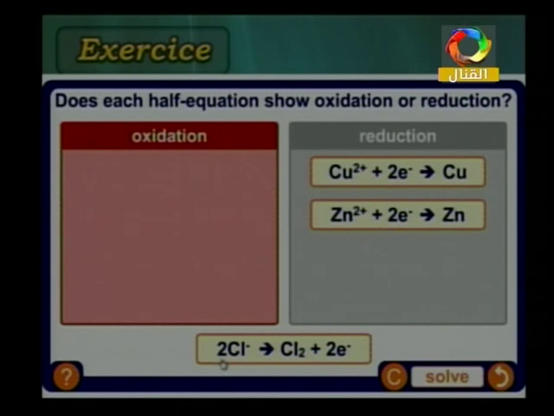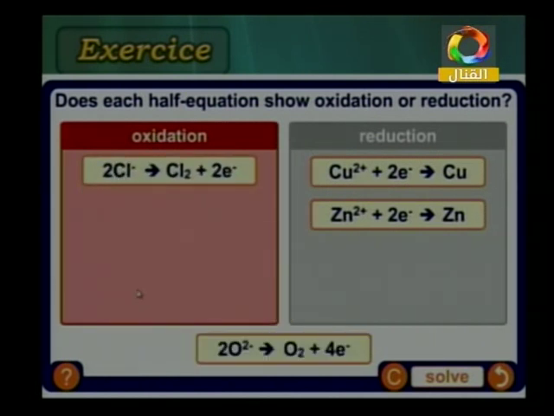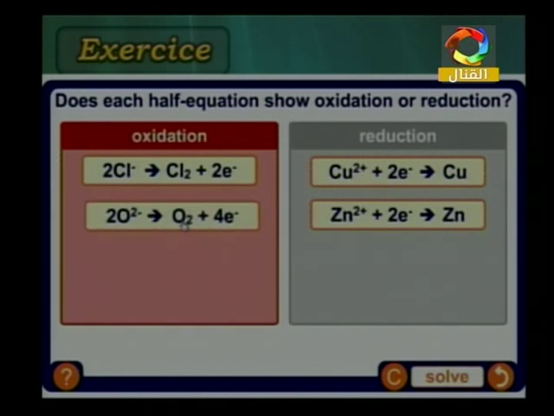But here we have 2 Cl negative 1 giving Cl2 plus 2 electrons. It means losing electrons. Cl is a non-metal, right? Here Cl minus 1 loses 1 electron, so 2 ions lose 2 electrons to change into Cl2 as a molecule. So it is oxidation. After that we have 2 O minus 2, meaning 2 oxygen ions that lose 4 electrons and change into O2. This is oxidation.